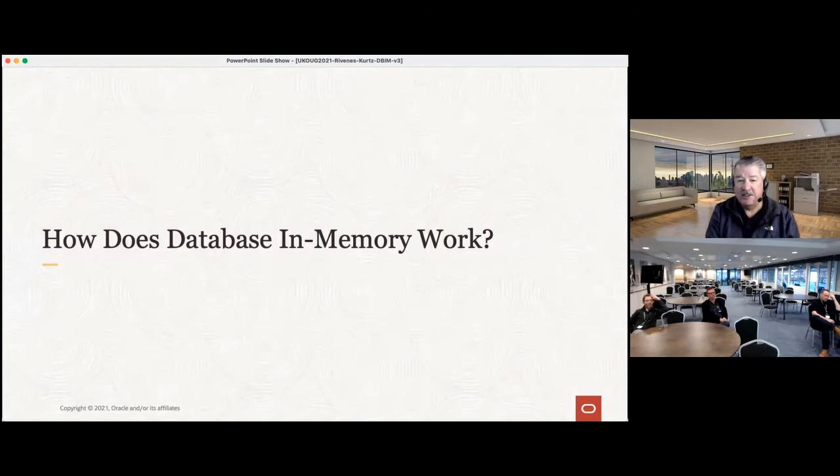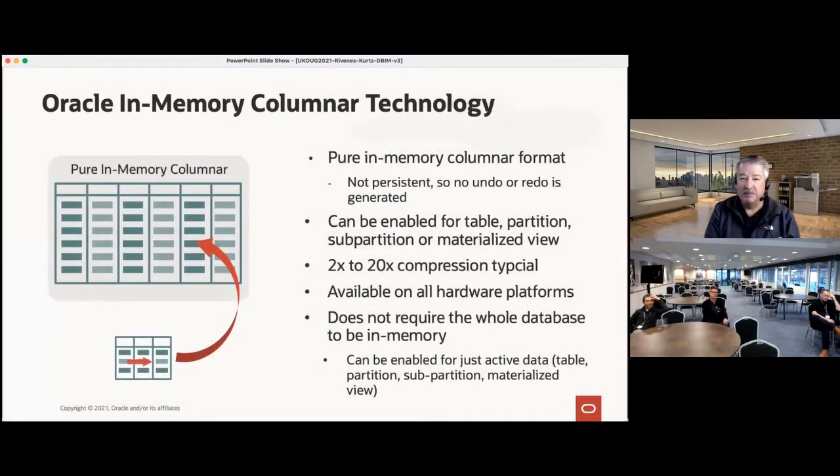So how does Database In-Memory work? It's a pure columnar format. We populate data once you've enabled it with those alter table commands. We populate the data asynchronously in the background in a pure columnar format. We compress that data, so you typically get anywhere from a 2x to a 20x compression rate.